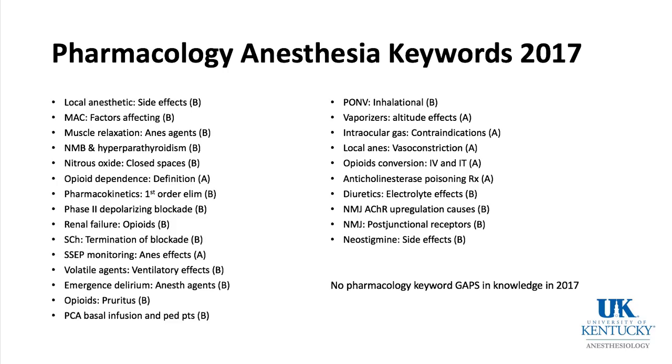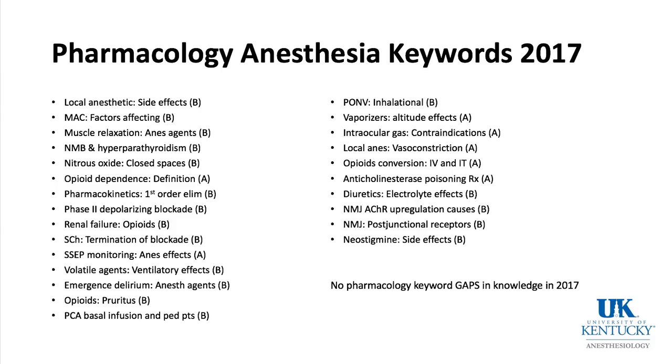Neuromuscular blockade and hyperparathyroidism. If calcium levels go up, it can inhibit neuromuscular blockade or get in the way of neuromuscular blockade or require more neuromuscular blocking agents to have the same effect because of that hypercalcemia. Nitrous oxide can get into closed spaces like pneumothoraces and expand them.